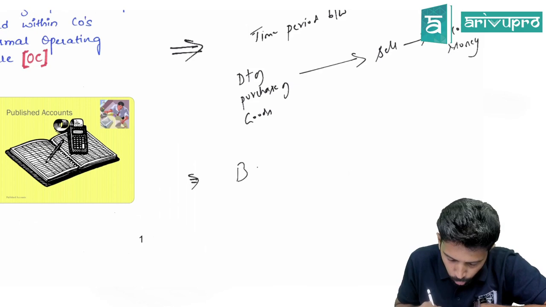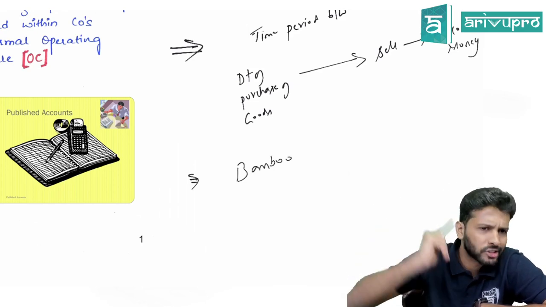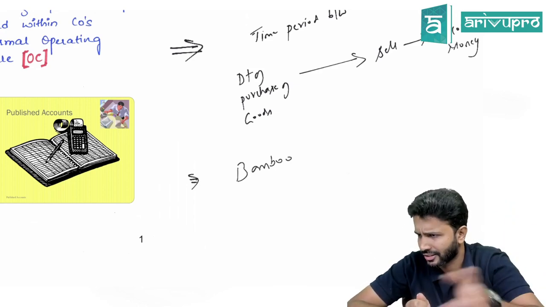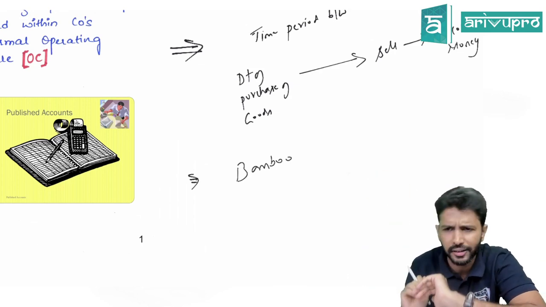Let's say there is a bamboo dealer. Meaning, there's a guy who grows the bamboo tree. He sells the bamboo tree to whoever requires it, timber industry or whatever. That's his business: grow the bamboo tree, sell it and recover the money.